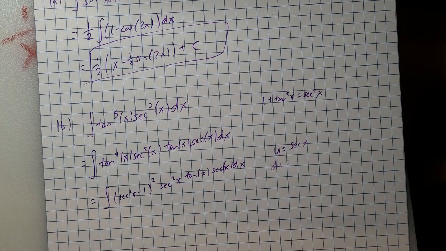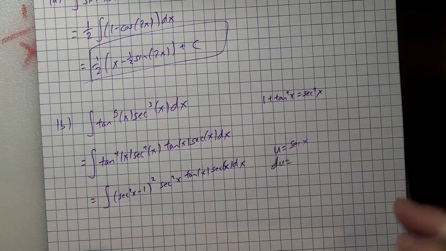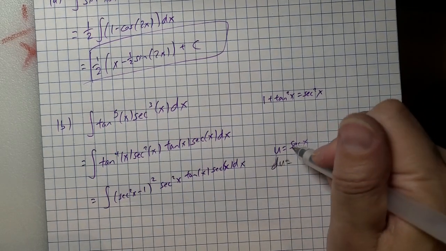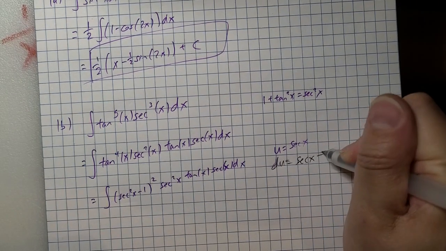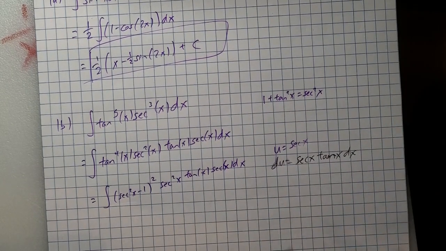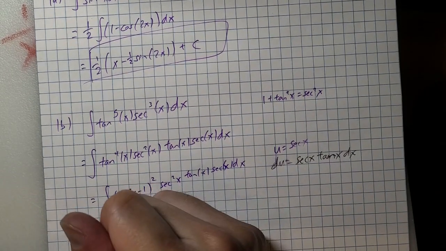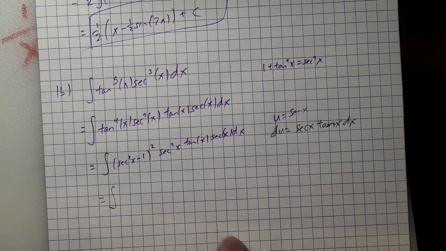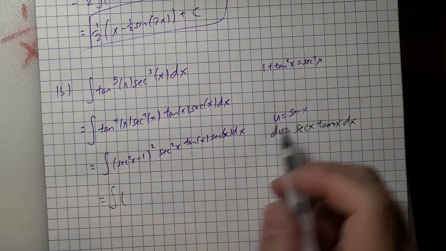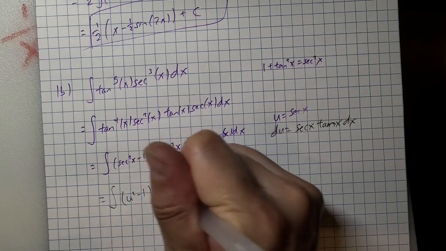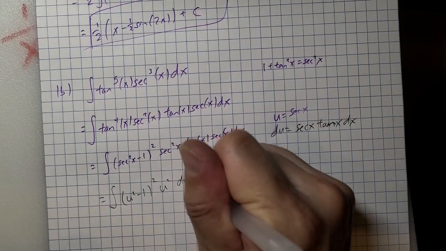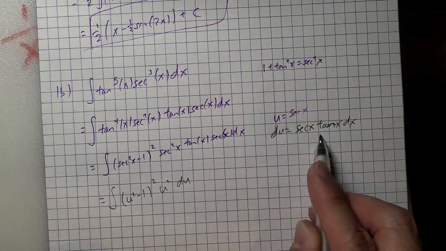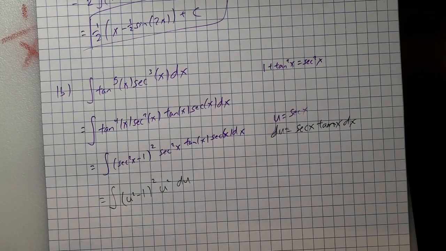Black pen. It's a bit smaller in the tip size, but that's okay. du would be, we said u is secant x, so du would be secant x tangent x dx. So we can write this integral as, all my pens are running out of ink. We substitute, it'll be (u squared minus 1) squared times u squared du. U is secant, so u squared minus 1, another u squared, secant tangent dx, that's du. This is easy to solve.